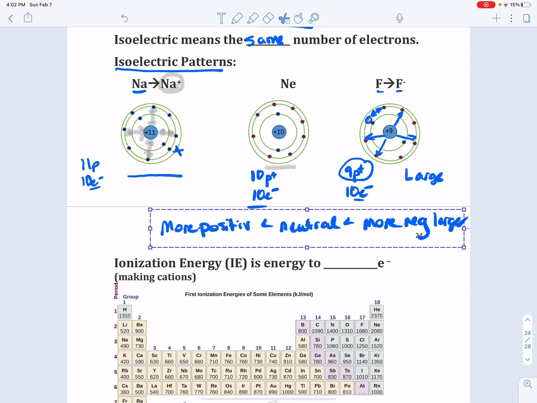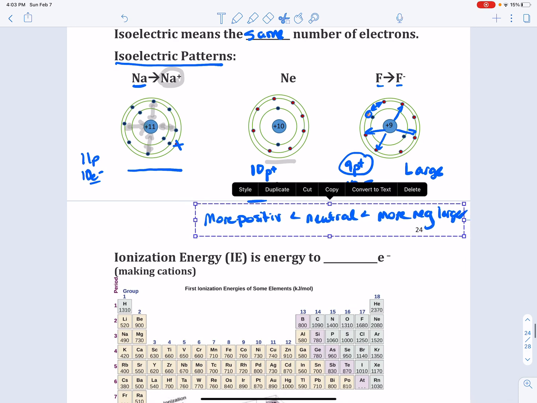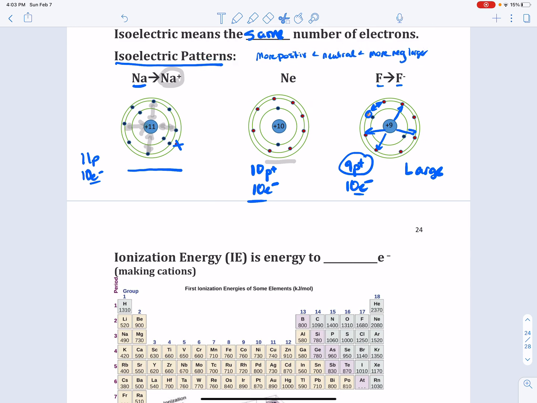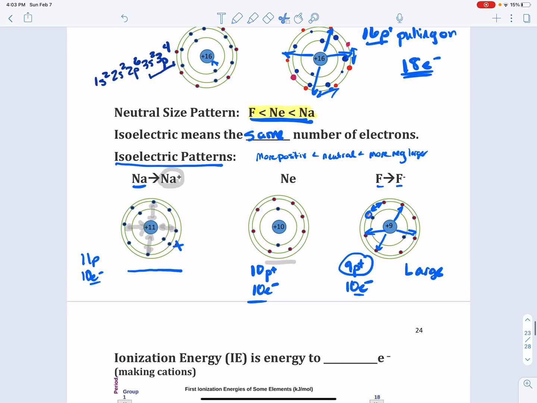There'll be some practice problems on this on the homework too. I should put that over here. Maybe like that. So the trend for them when they are charged is that Na plus is smaller than neon, which is smaller than F minus. Crazy times.